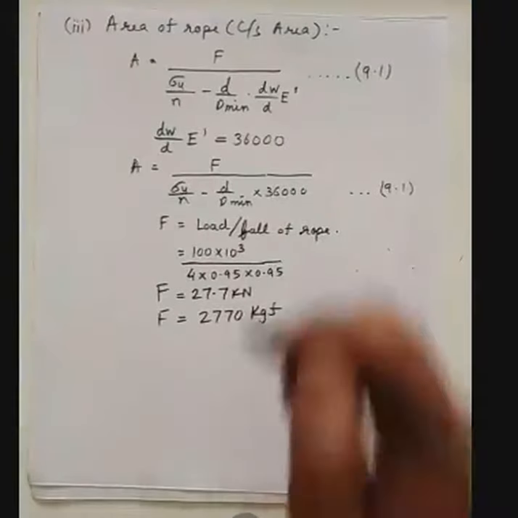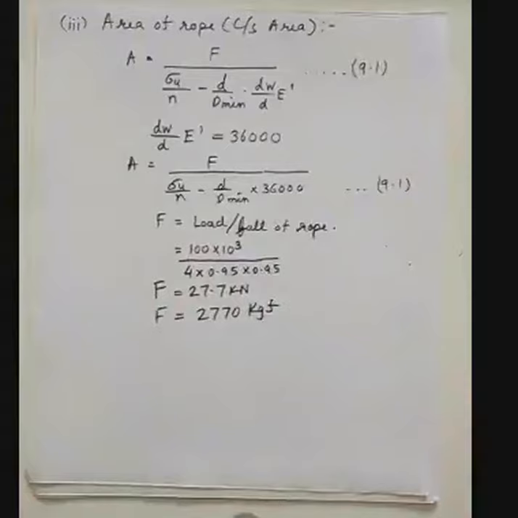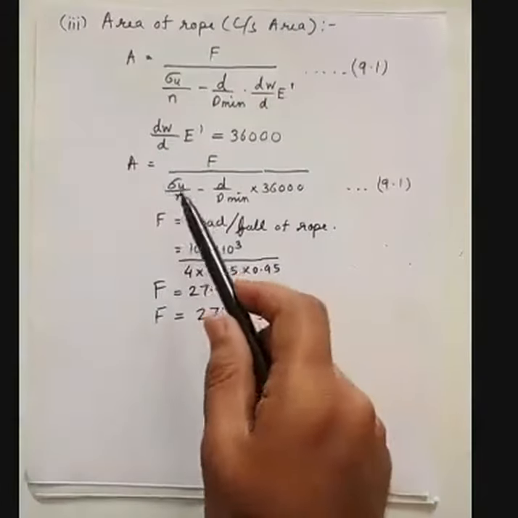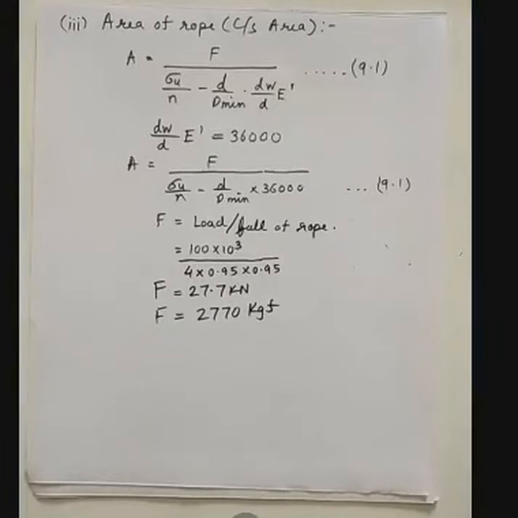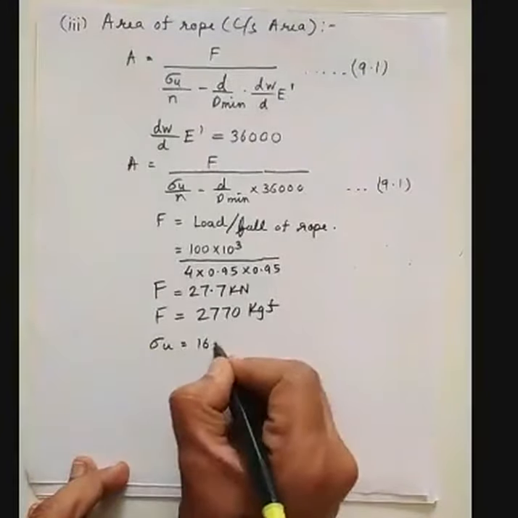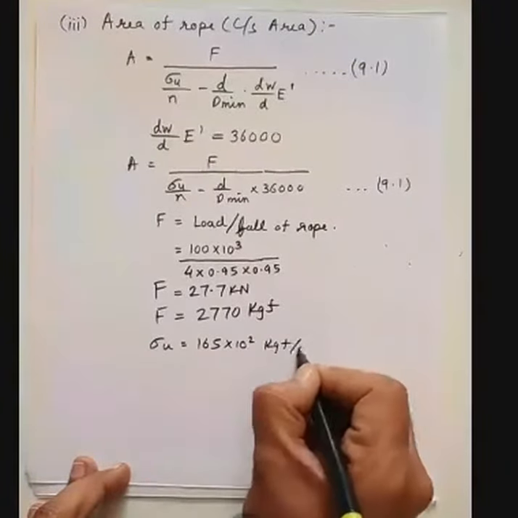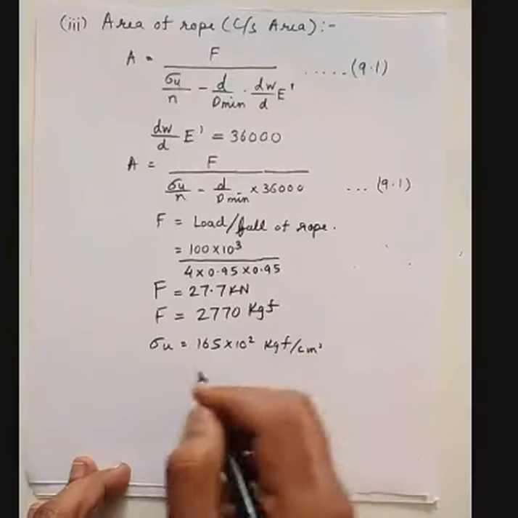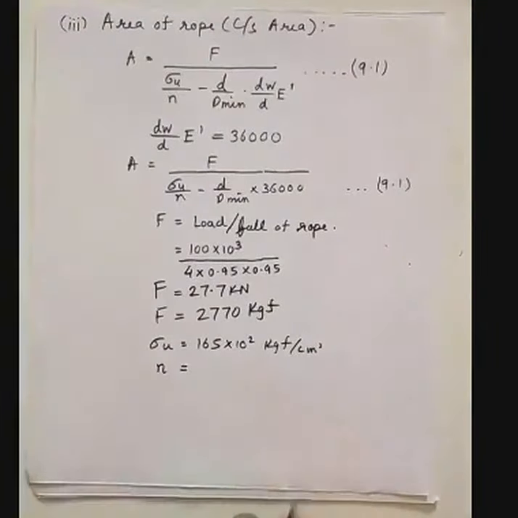Yes. So this is all about F. Now we will be having different strength. We have already taken care of that, 165 into 10 raised to 2 kgf per centimeter square, from the previous step. We now require N and then D by D min, and that will be it. We will substitute everything and get the answer.